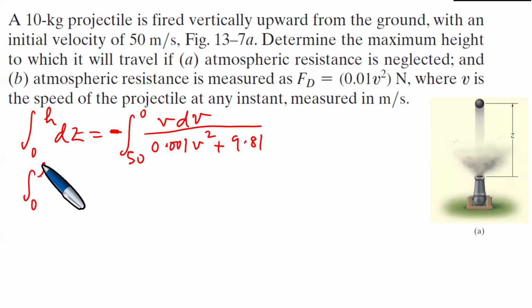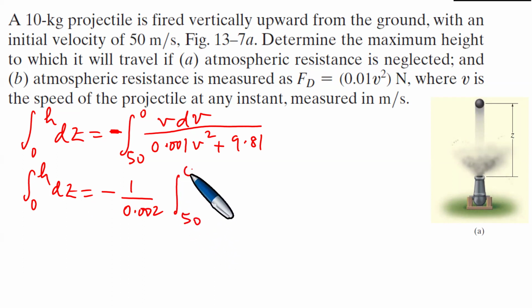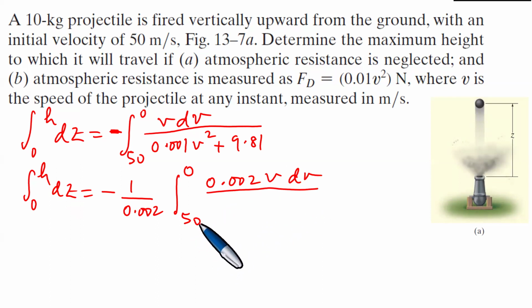So you're going to get the integral from 0 to h dz. And then you have minus 1 over 0.002. You have 50, then you have 0. Okay, you have 0.002 V dv. You divide everything by the following: 0.001 V squared plus 9.81. Okay, so we have exactly that.